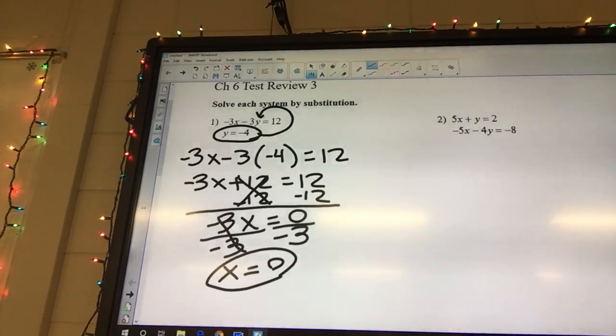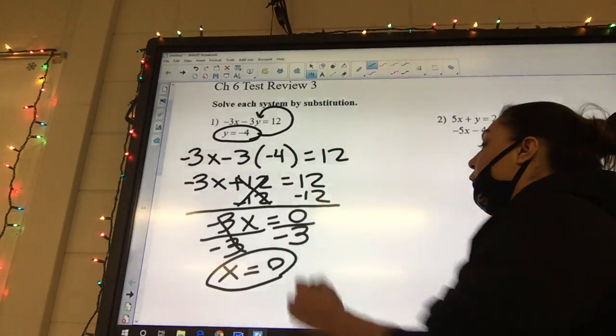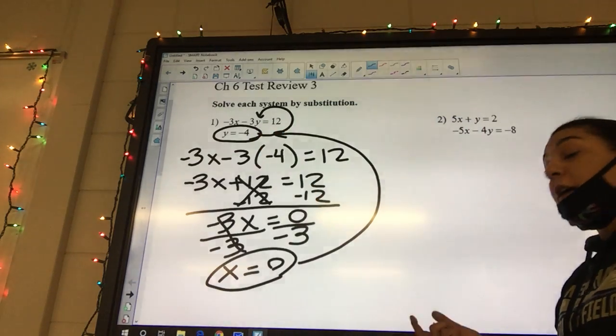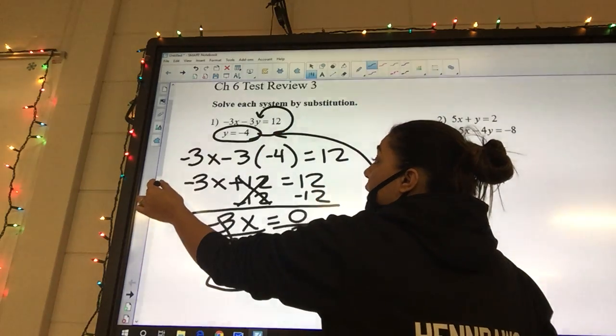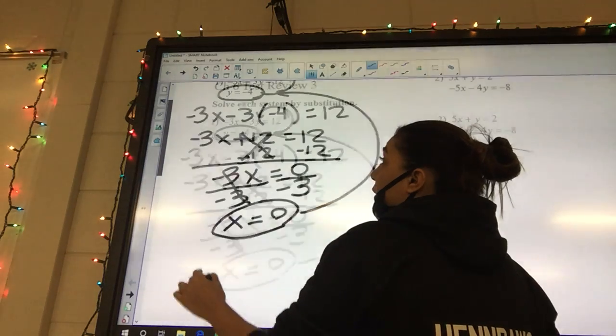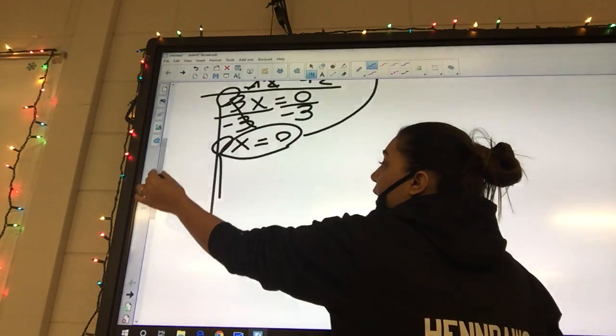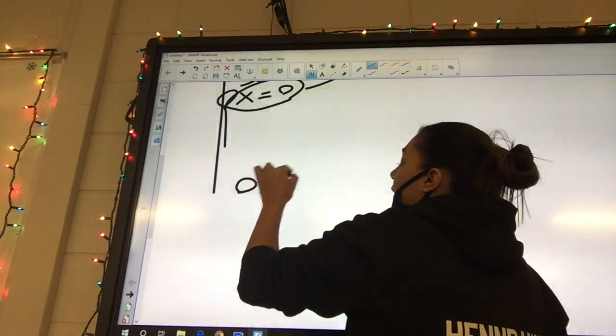Thing. Okay, so normally though you would plug it back in up here into whatever you have circled above, but that's already solved for, and so we can write our coordinates as 0, 0 comma negative 4.